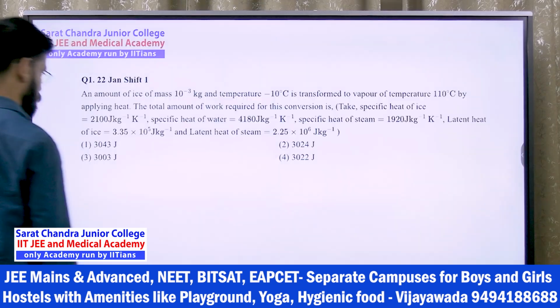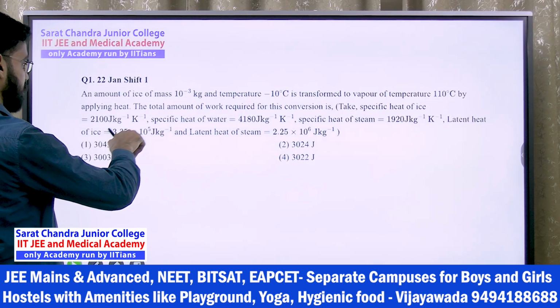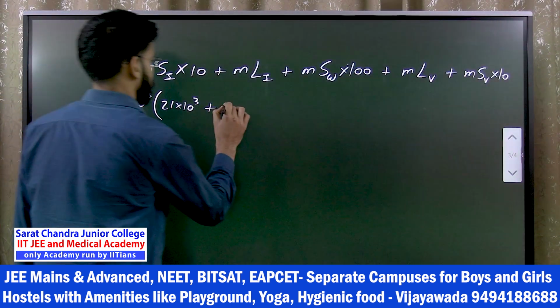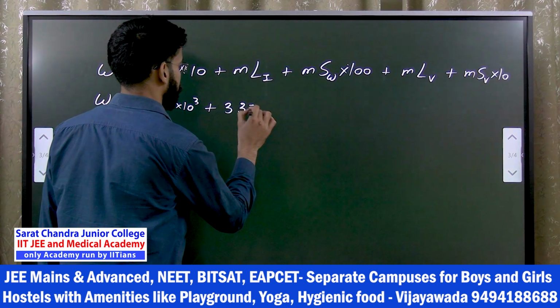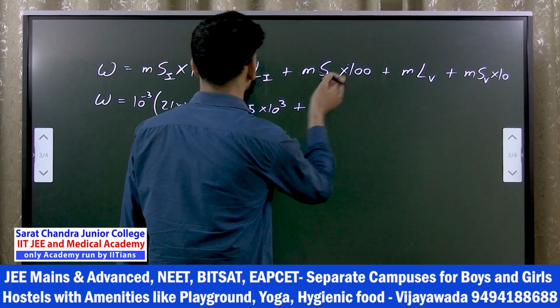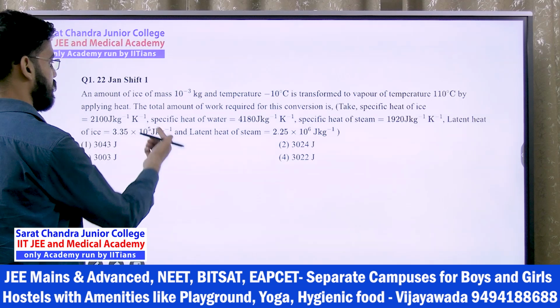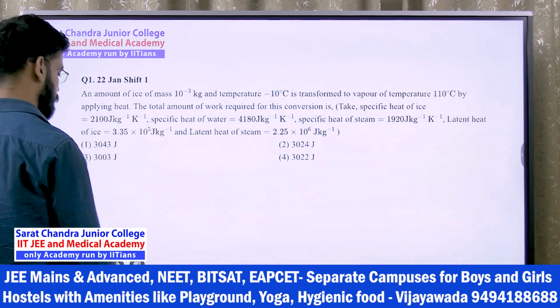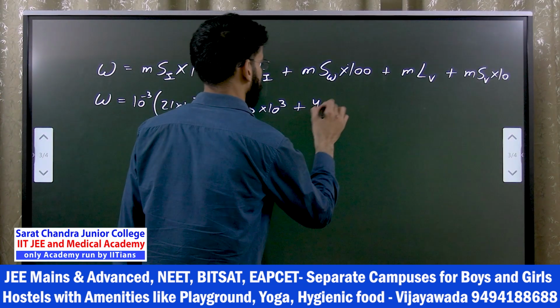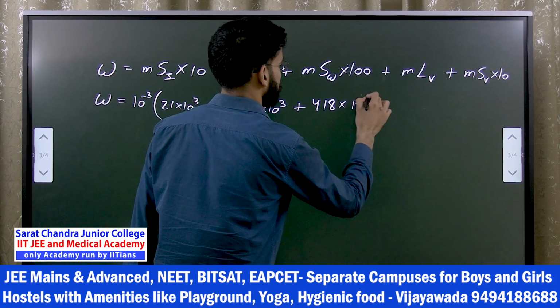Plus latent heat of ice. Latent heat of ice is 3.35 into 10 to the power 5, which means 335 into 10 to the power 3. Plus mass already taken out, specific heat of water. Specific heat of water is given as 4180, and with 100 it becomes 418 into 10 to the power 3.